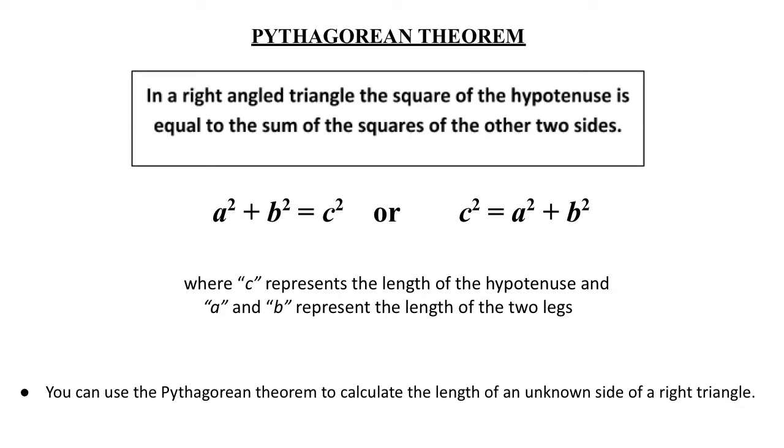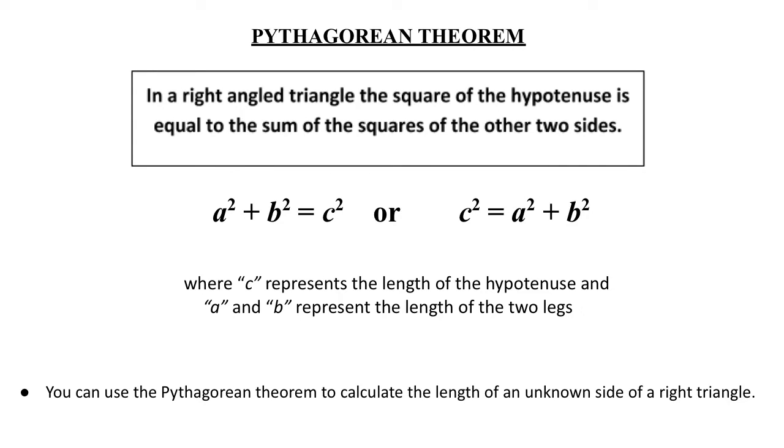If you mislabel your hypotenuse, so accidentally you use the letter a or the letter b, this formula will no longer hold true. You need to take the side lengths of the legs, square them, add them together, and that will be equal to the length of your hypotenuse squared.